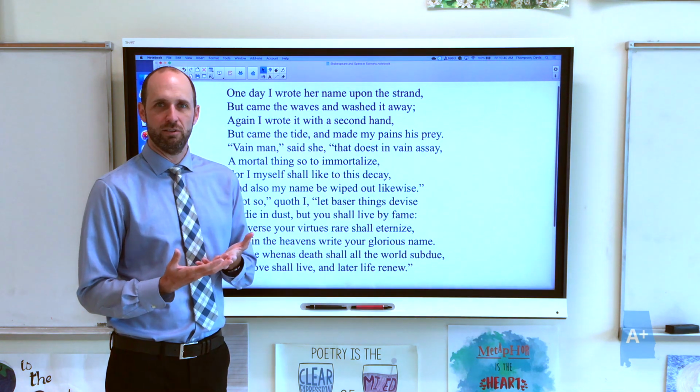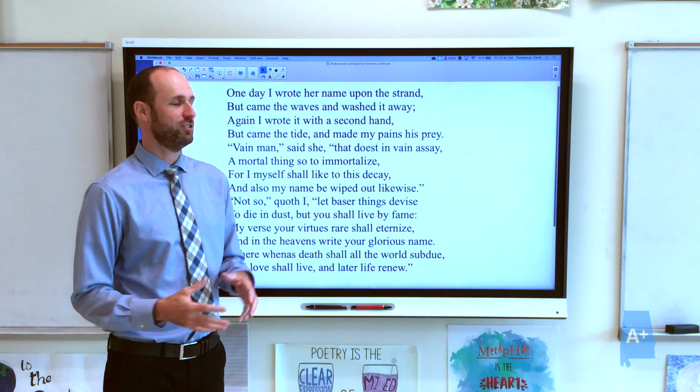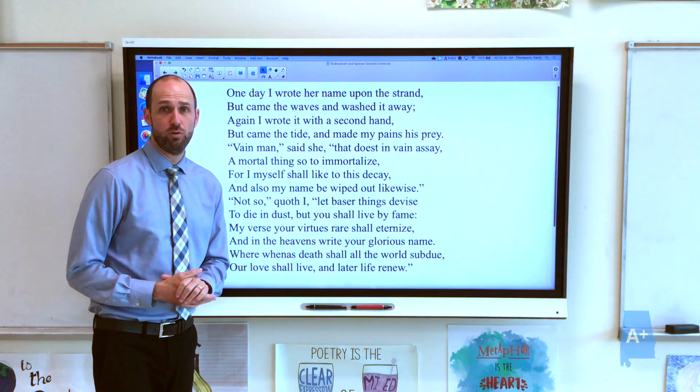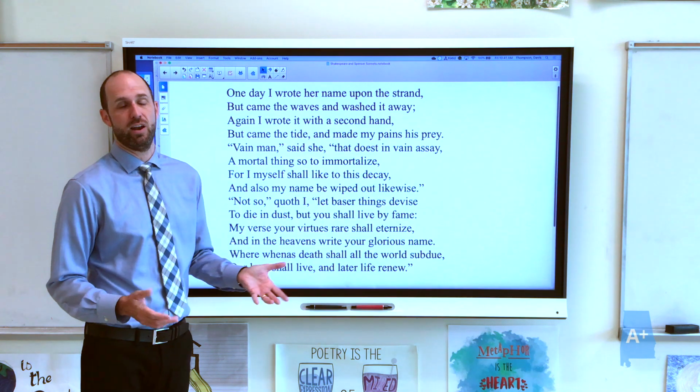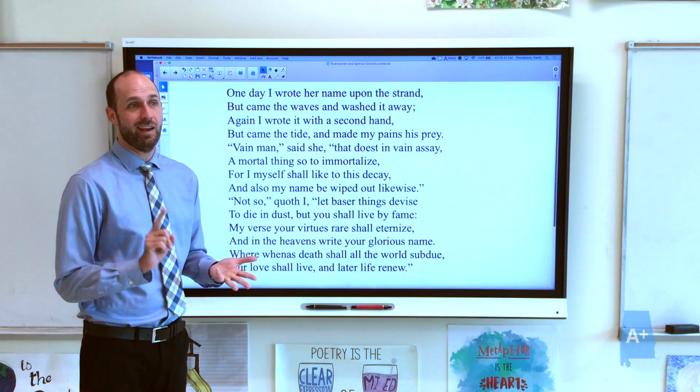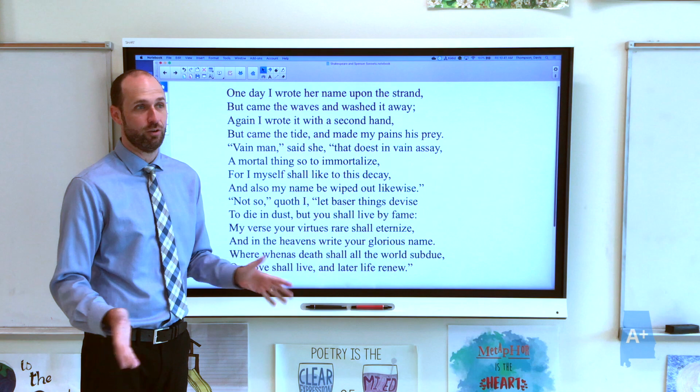Spenser is not as favorite a poet to me as Shakespeare. I find him a little more stilted and artificial, and I find Shakespeare more natural. But students really do particularly like this poem, and I do like that it has three characters in it. It has a man, a woman, and the ocean, and a location. You know, they're on the beach.